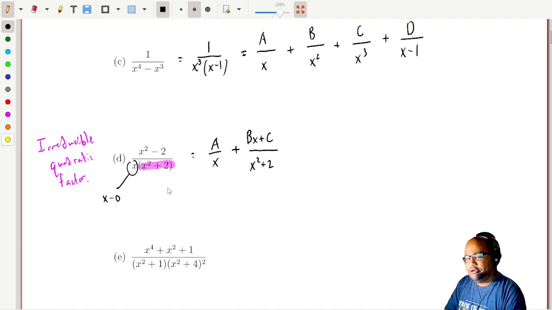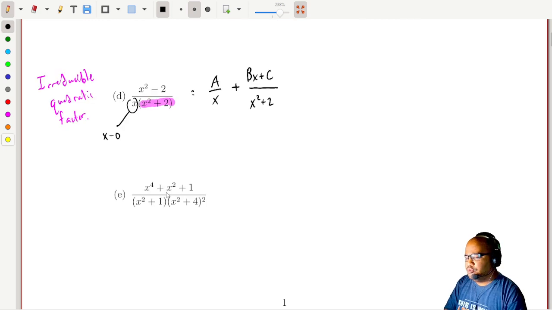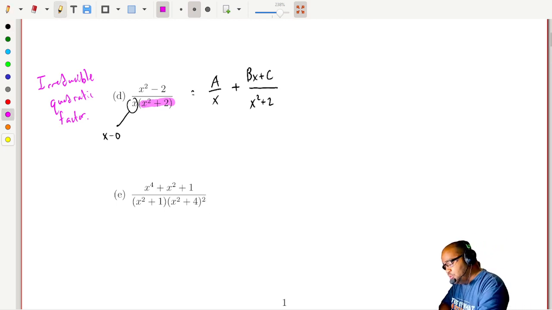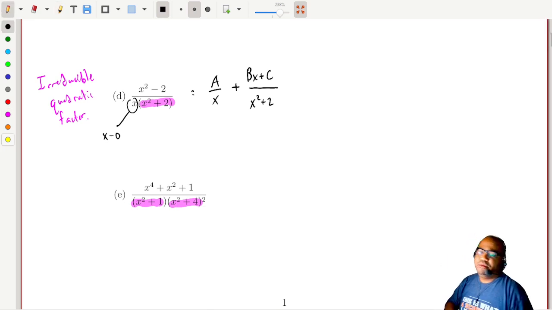And as you see here in part E, we also have irreducible quadratics. I have x squared plus 1, and then I still have another copy here. Both of these are irreducible as well. The zeros of those things in pink are complex numbers, so they can't be factored over the reals.